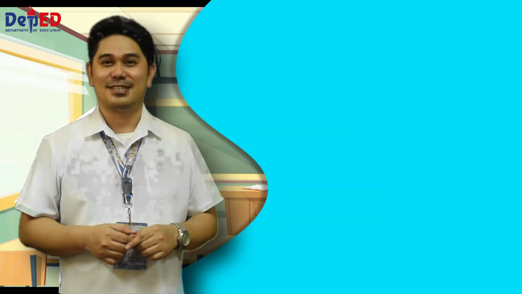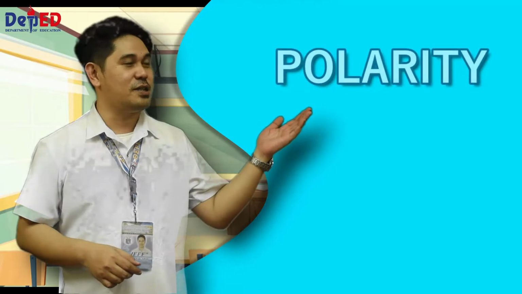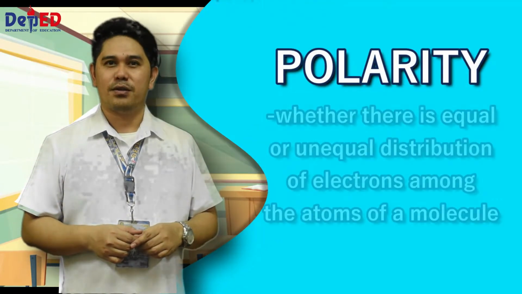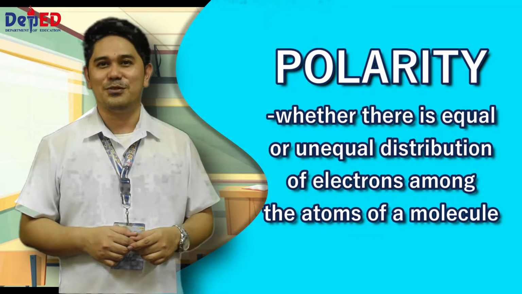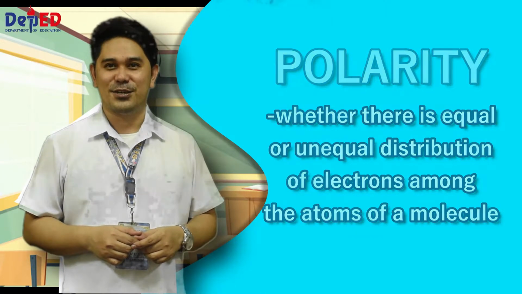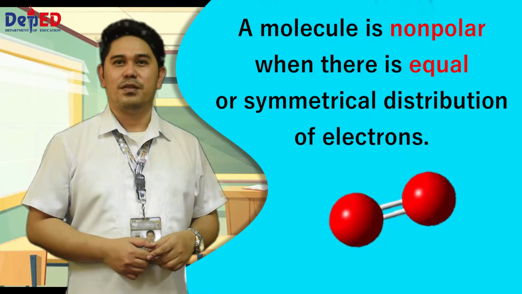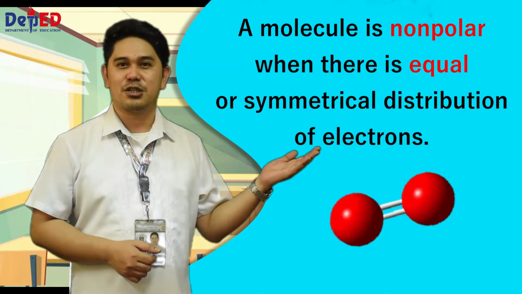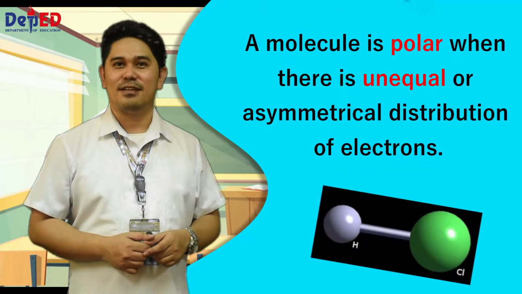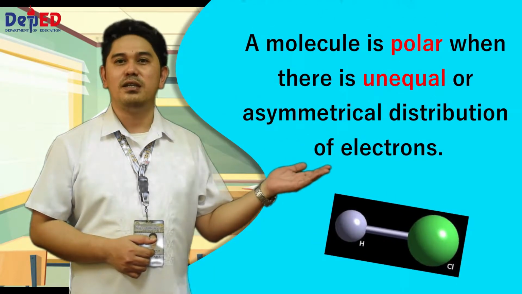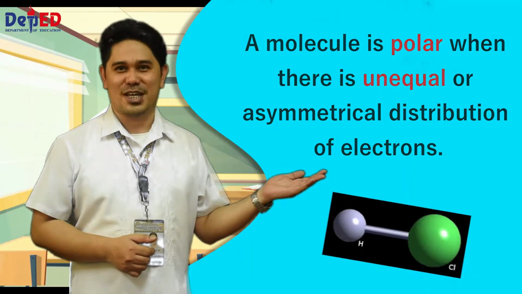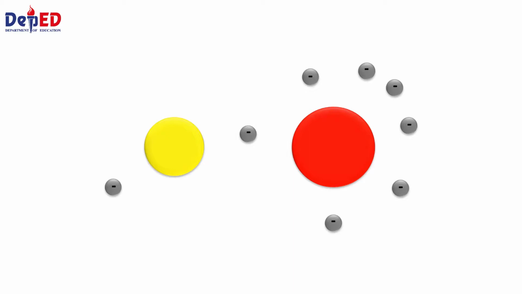Why do these substances behave differently when paired with other substances? These behaviors can be explained by a molecular property called polarity. Remember, it tells whether there is equal or unequal distribution of electrons among the atoms in a molecule. A molecule is nonpolar when there is equal or symmetrical distribution of electrons. On the other hand, a molecule is polar when there is unequal or asymmetrical distribution of electrons. Unequal distribution of electrons happens when one of the atoms is attracting the electrons more strongly towards itself.